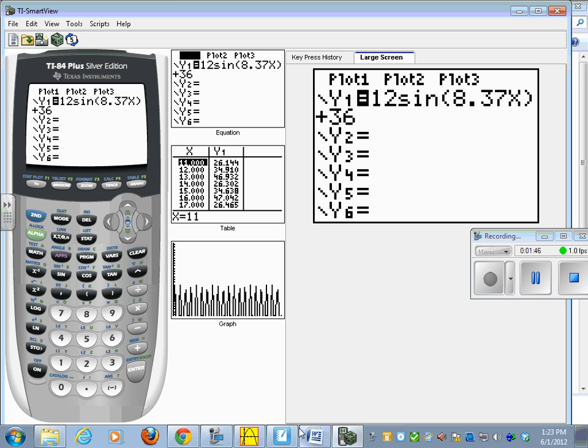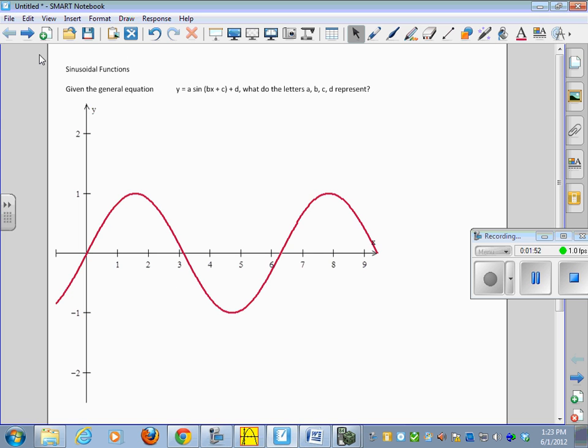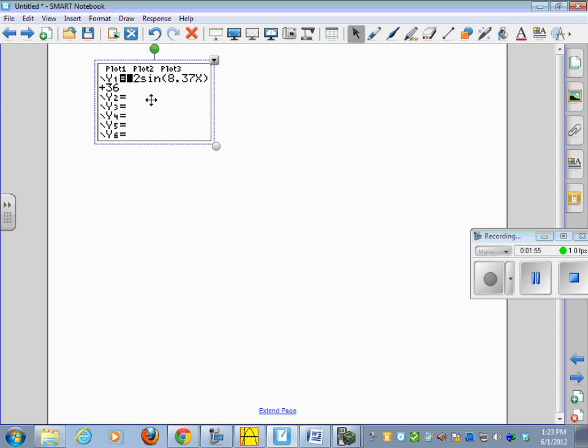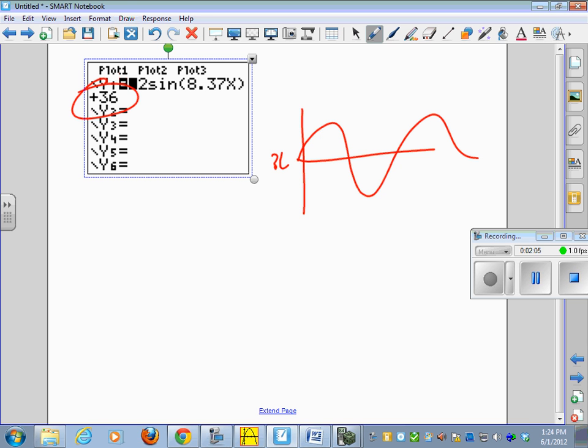Okay, so in this case here, let's just do this. So there's the equation there. That's a 12, right? Do you remember what this d value was, what the plus 36 was? Remember on the graph, what is the median? That's the median. So we know that the whole thing is sort of centered around 36, right? So the center of the screen has to be at 36.